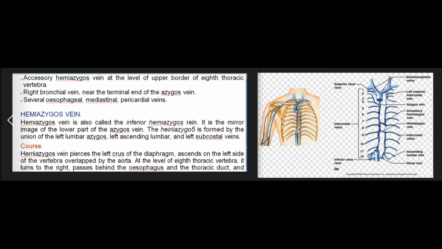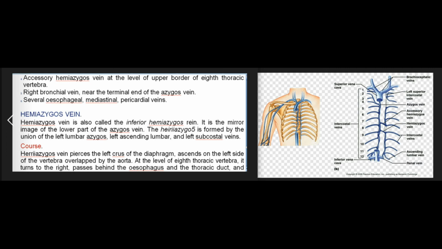Hemiazygos vein. The hemiazygos vein is also called the inferior hemiazygos vein. It is the mirror image of the lower part of the azygos vein. The hemiazygos vein is formed by the union of the left lumbar azygos, left ascending lumbar, and left subcostal veins. Course.